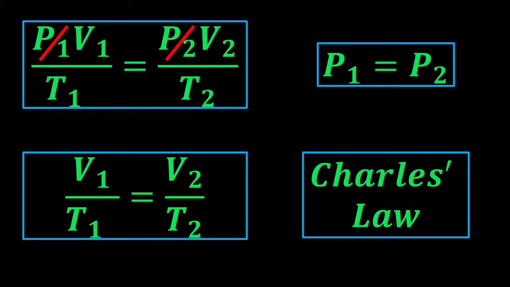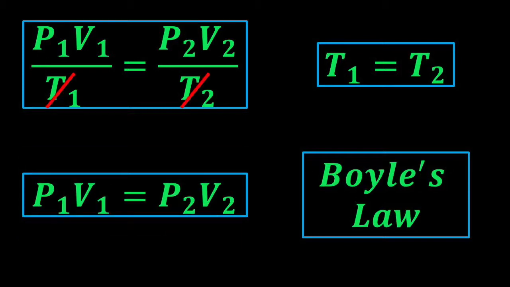So here's Charles's law, where pressure is constant, so pressure cancels out. P1 equals P2, and it's going to be V1 over T1 equals V2 over T2, and that's Charles's law. French guy, Jacques Charles. Charles was actually responsible for getting a lot of Gay Lussac's law published, because Gay Lussac died kind of prematurely, and Charles kind of helped out with that.